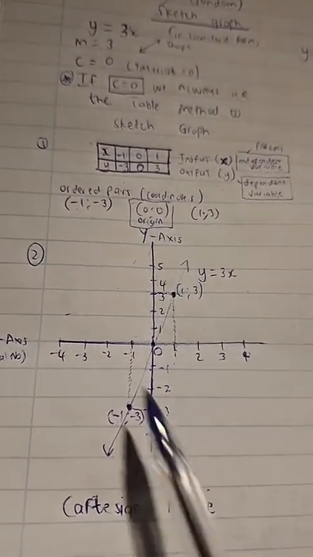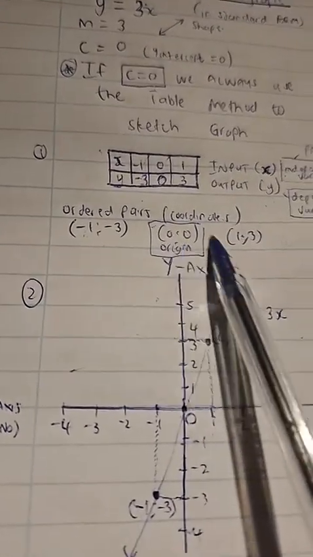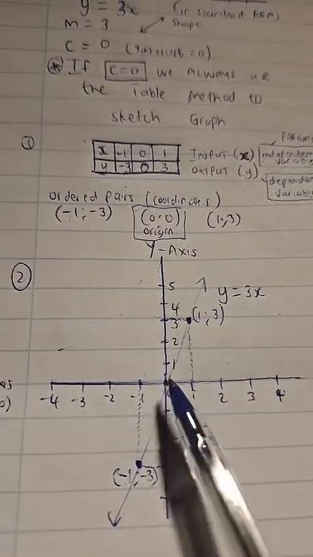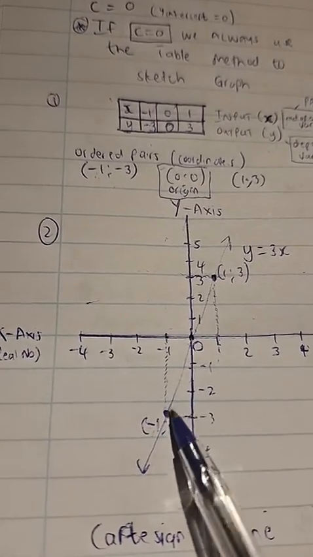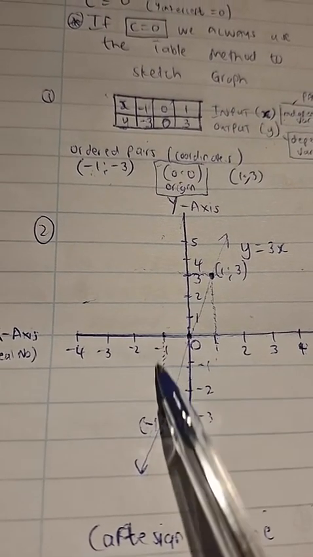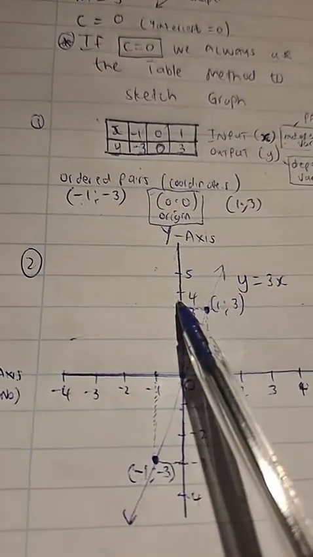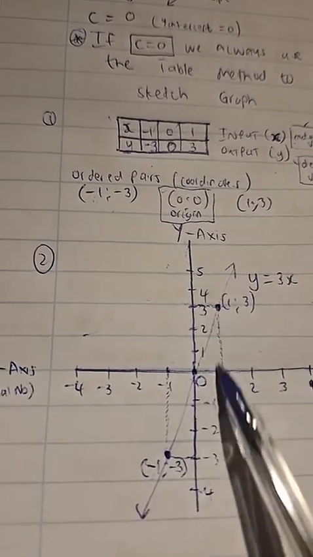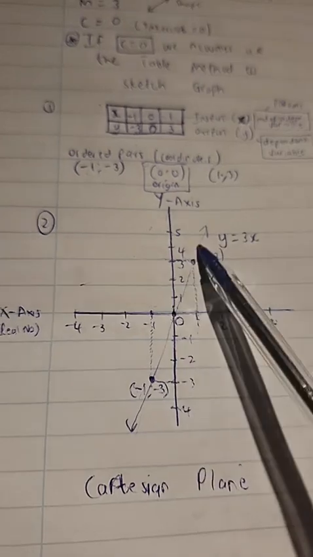Then we sketch our Cartesian plane. Then we go and locate the origin first, then the other points, negative 1, negative 3, where we meet. Remember, place of meeting. Then we can sketch our straight line through.